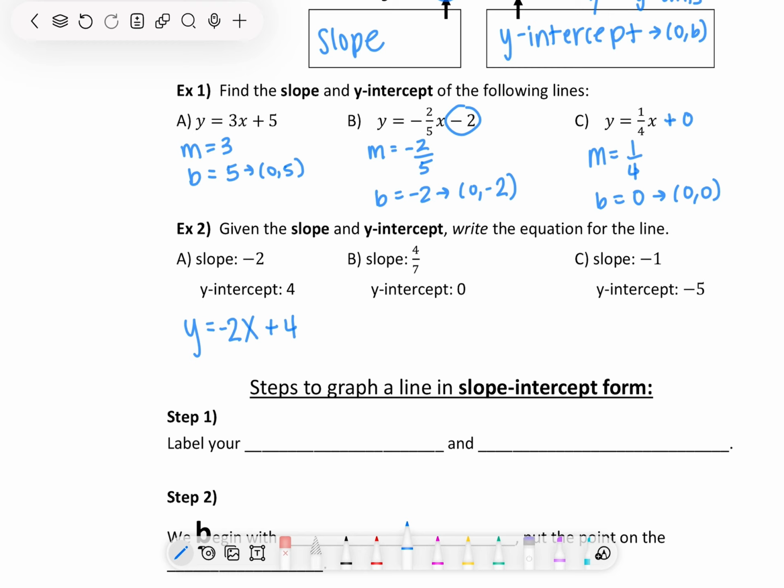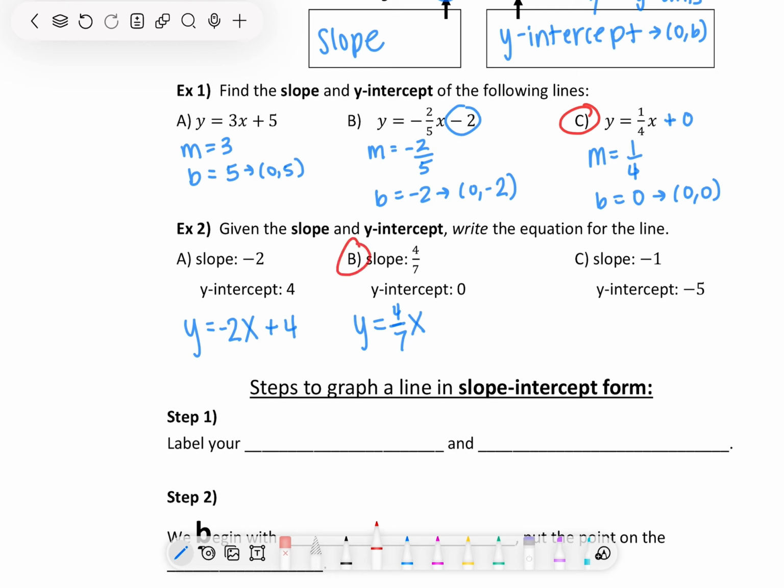Same thing for b. We have y equals blank x, so it's going to be 4/7 for the slope, x. And then we would write plus 0, but we don't need to write plus 0, right? That y-intercept is 0. We can just get rid of that, and we can write it like it was written in c, okay? So those are written similarly.